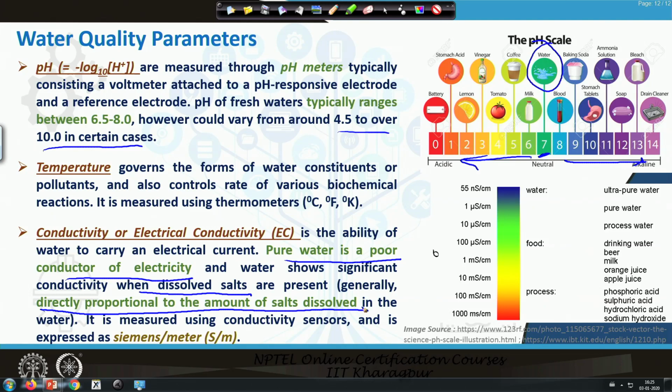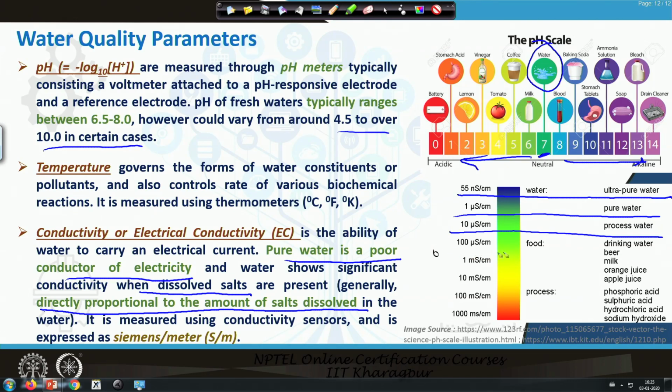So, if you see, the conductivity of ultra pure water is very low, of the order of 55 nanosiemens per centimeter. Then pure water will have conductivity less than 1 microsiemens per centimeter. The processed water typically has 10 microsiemens per centimeter.